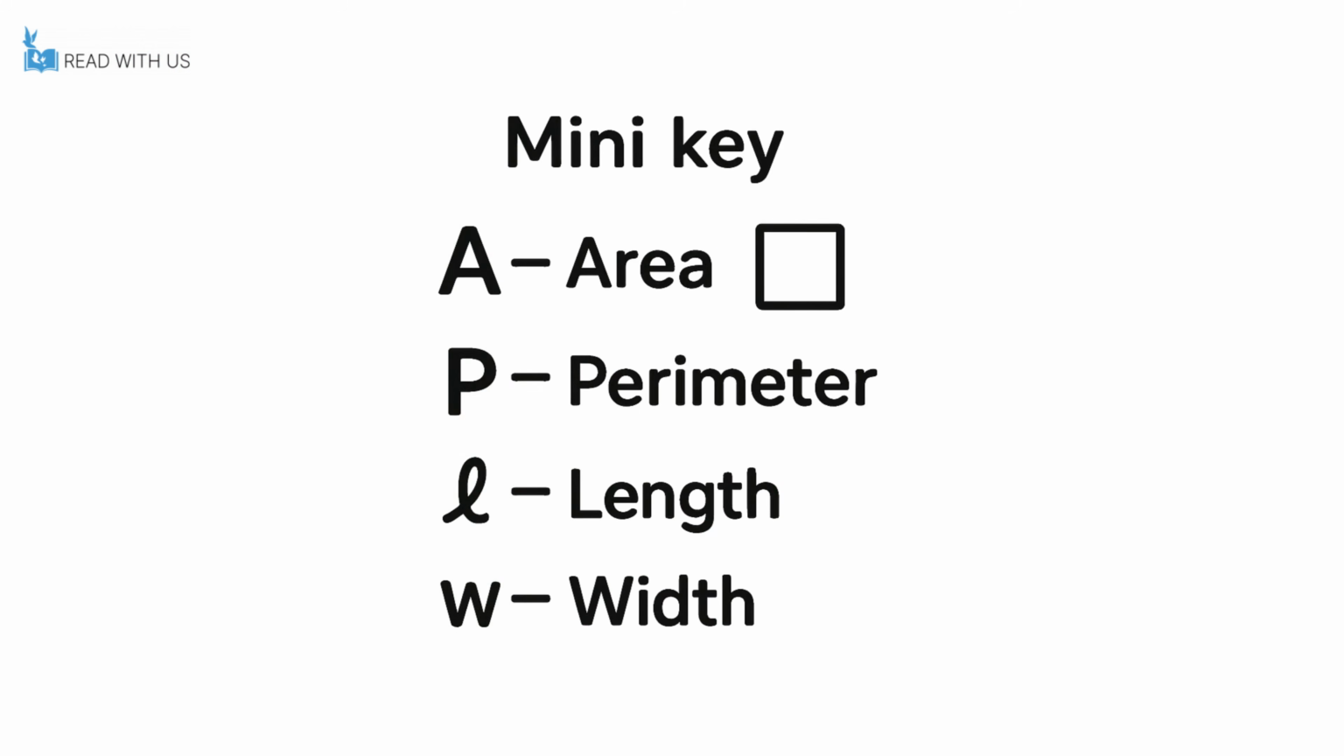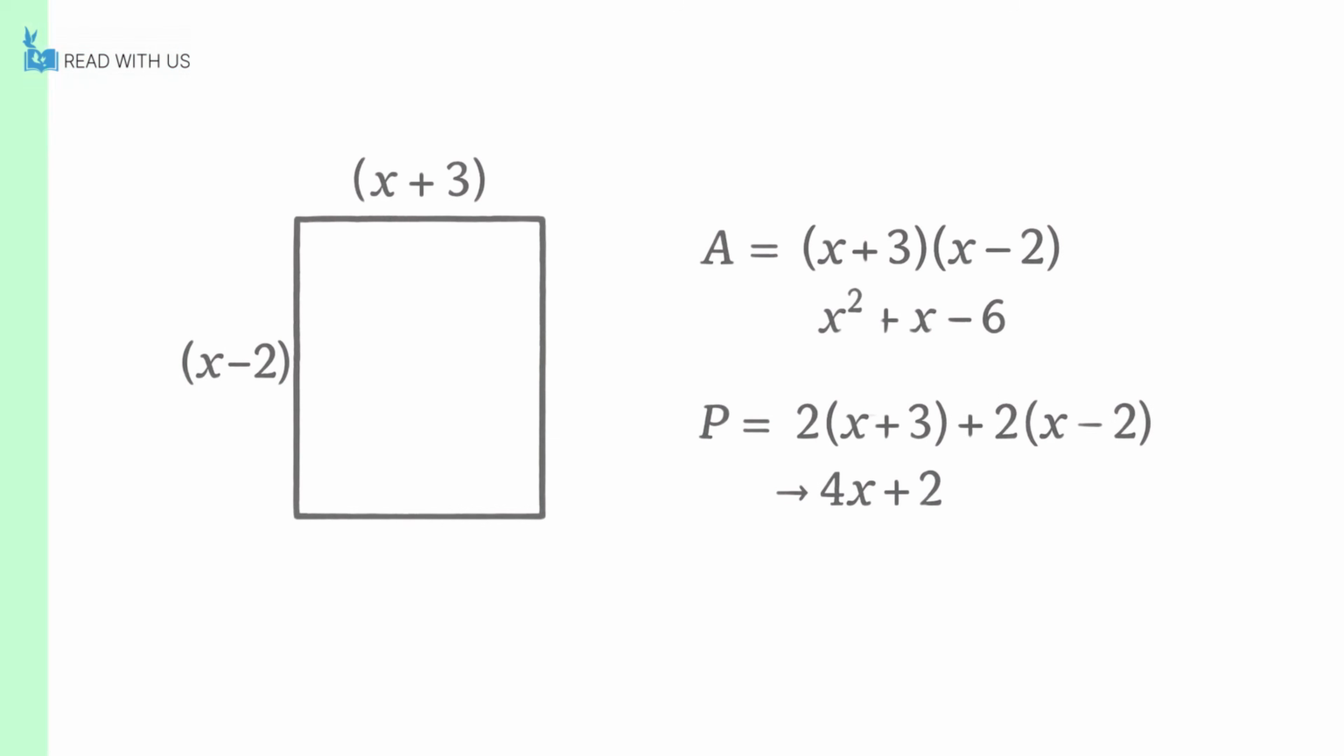Now remember these important symbols. A stands for area, P stands for perimeter, L for length, and W for width. These formulas help us find relationships between sides, even when we don't know the exact numbers. Let's look at an example.